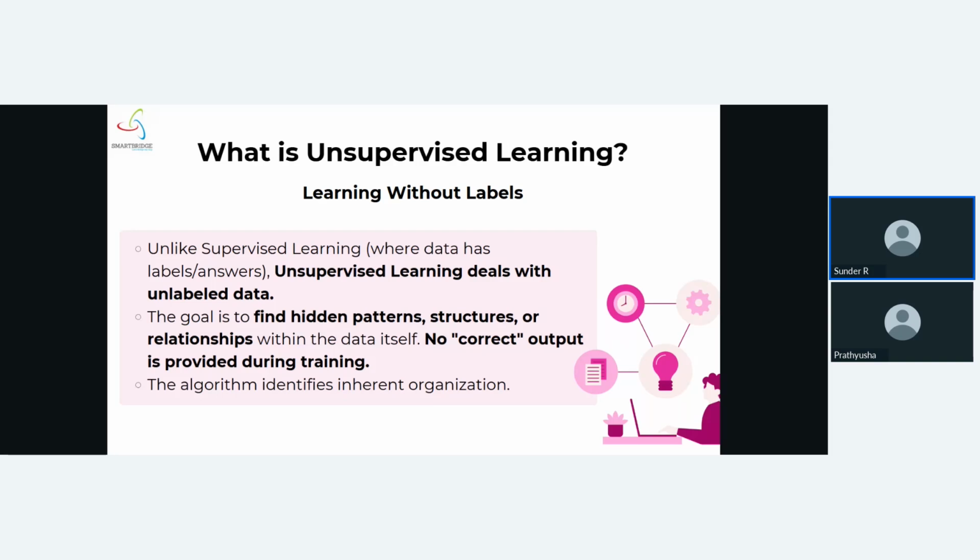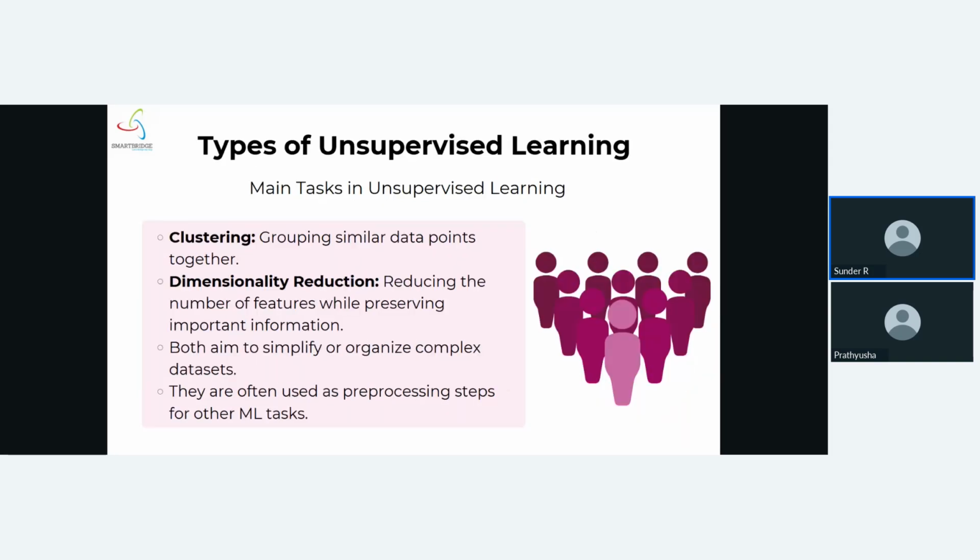Now, how many types of unsupervised learning do we have? We have 2 things. One is clustering and the other one is dimensionality reduction. In the word clustering itself, we are able to understand. You will be grouping particular people based on similar characteristics. For that, we can take an example of your college.